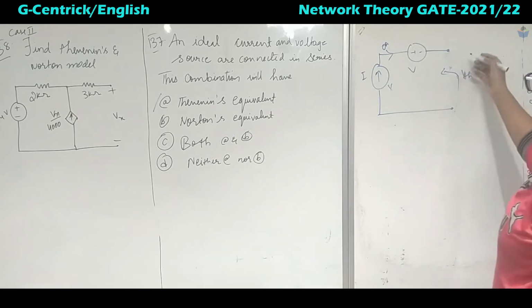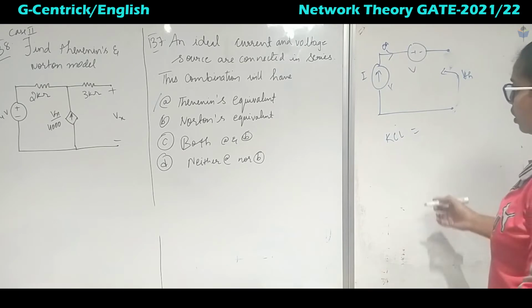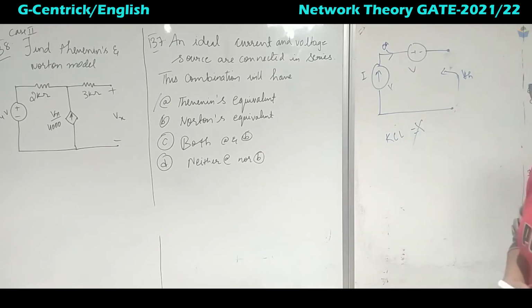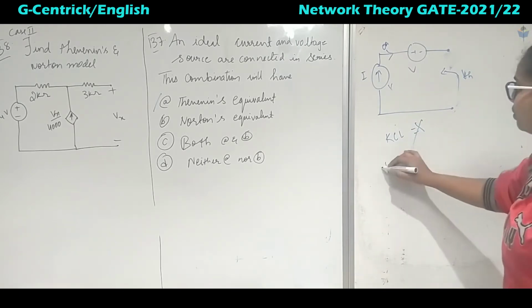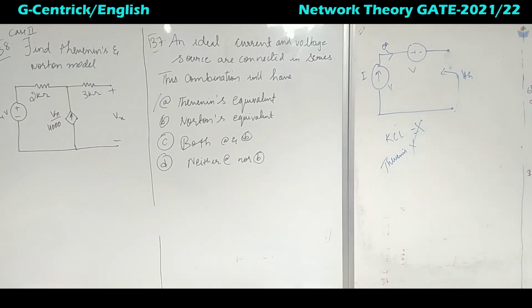So what is happening? What does KCL say? Sum of incoming should be equal to outgoing. Since it is open, KCL fails. So when KCL fails, Thevenin cannot be applied to this circuit, right?